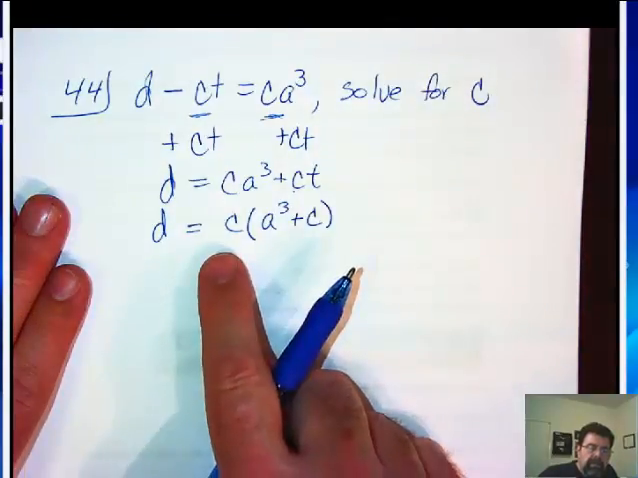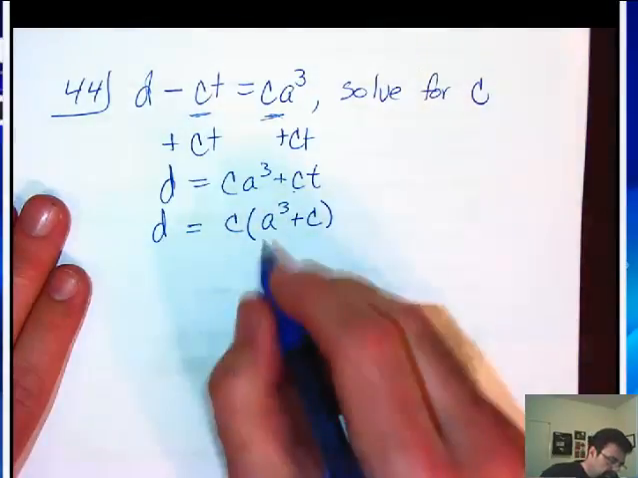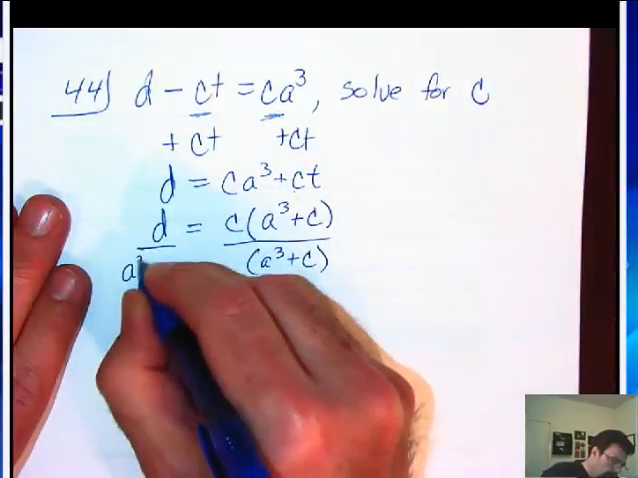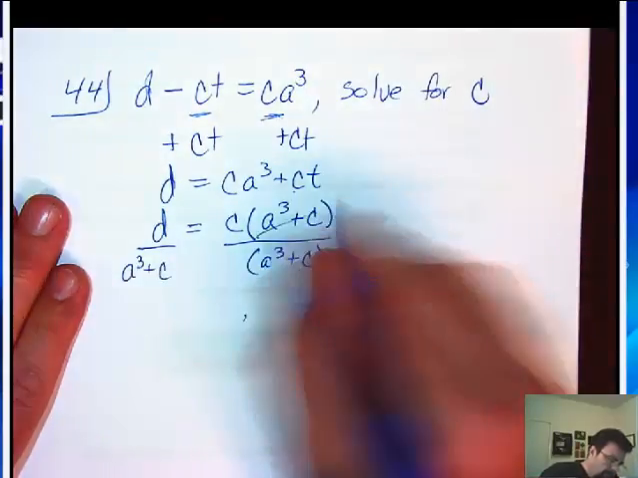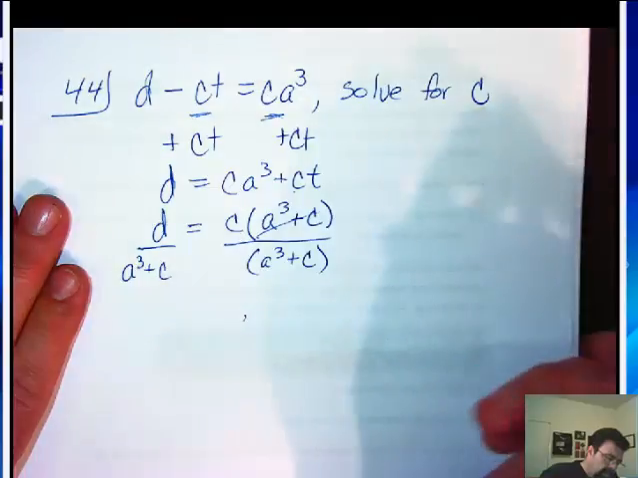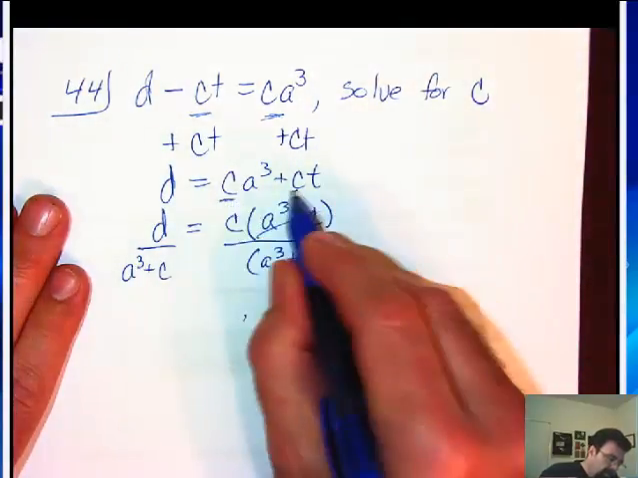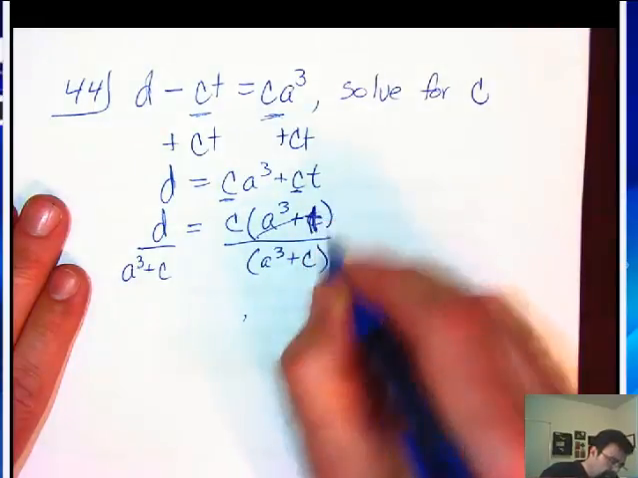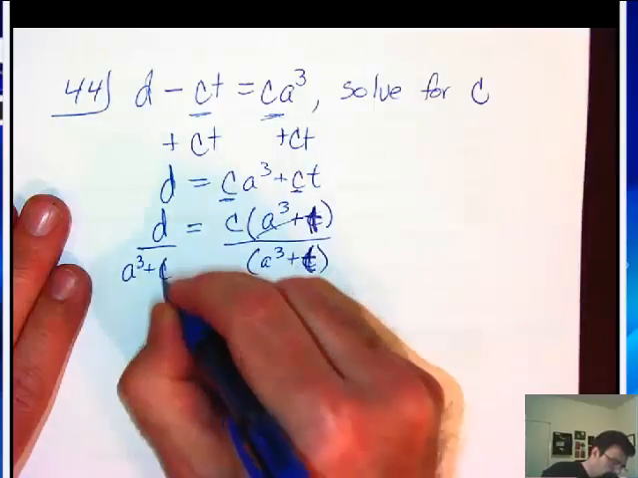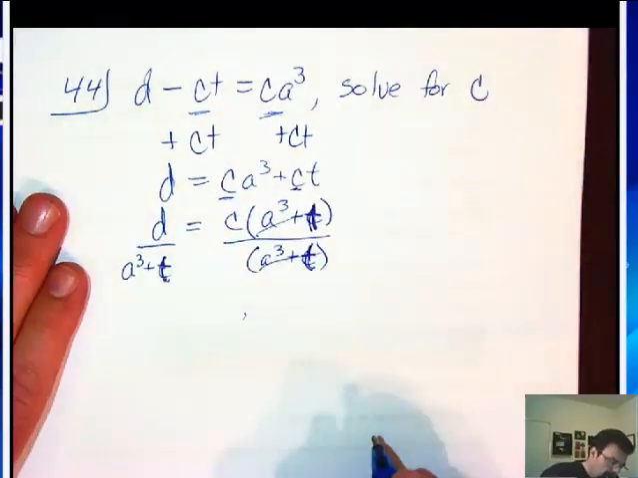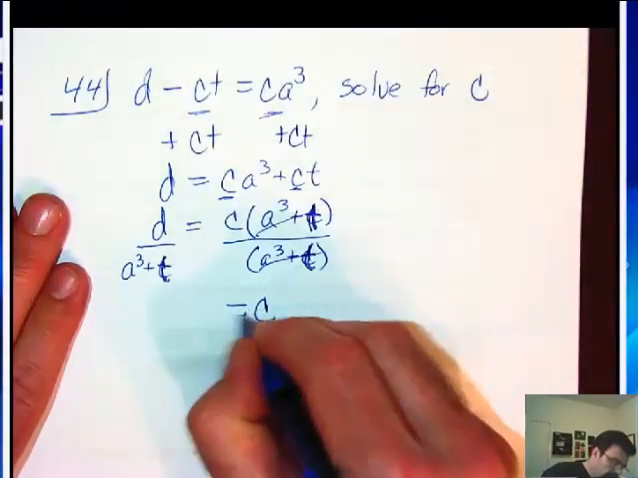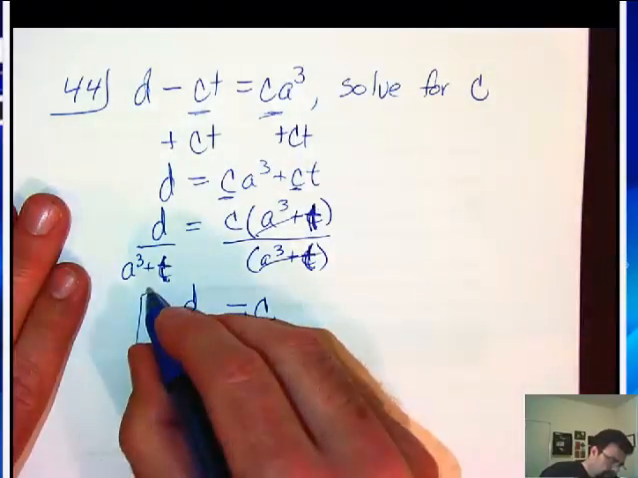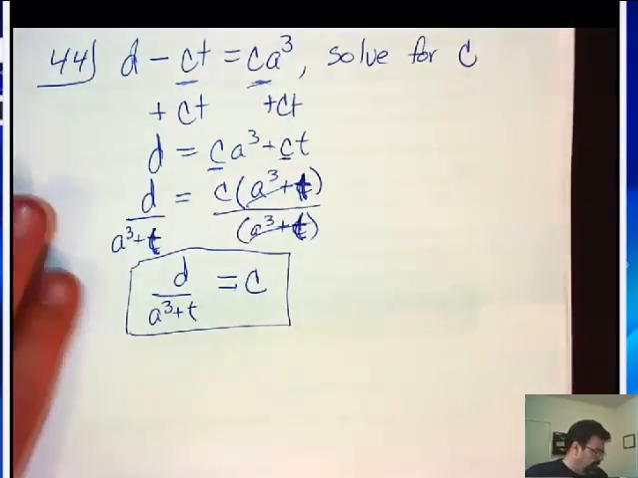And then we want to get C by itself, so now we're going to divide by this parenthesis. Oh, I messed up. I'm factoring out the C, so what's left in here? A cubed plus T. So that's a T. Okay, so those cancel. You get C all by itself. D over A cubed plus T. There you go.